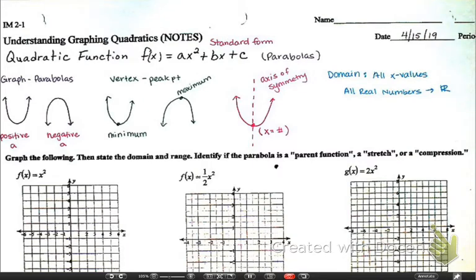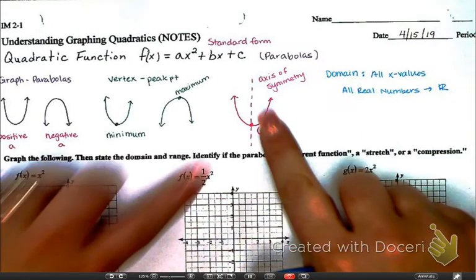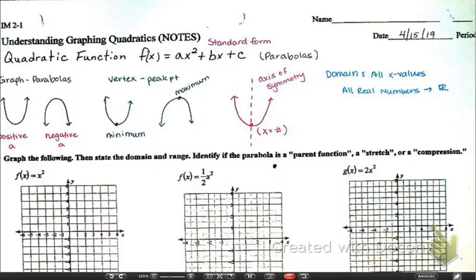And let's think about why that's the case. So if you put one of these parabolas on a graph, why is it that it's all real numbers? Why do you think it's all real numbers? Why is it all the x values?